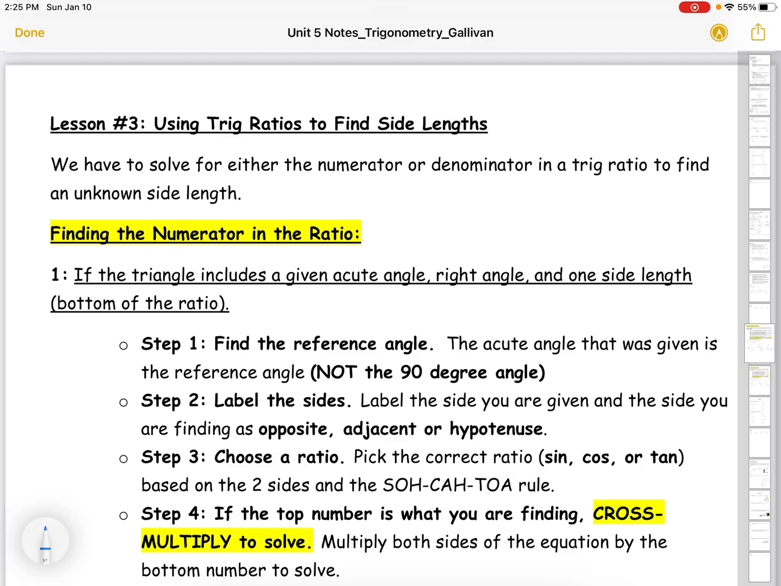Now we already know we can use the Pythagorean theorem to find a missing side length if we know two side lengths. But sometimes we only know one side length and we might know two angles, the 90-degree angle and another angle. So in that case, we can use the trig ratio to find the missing side length. Now to do this, we have to do some setting up of the equation.